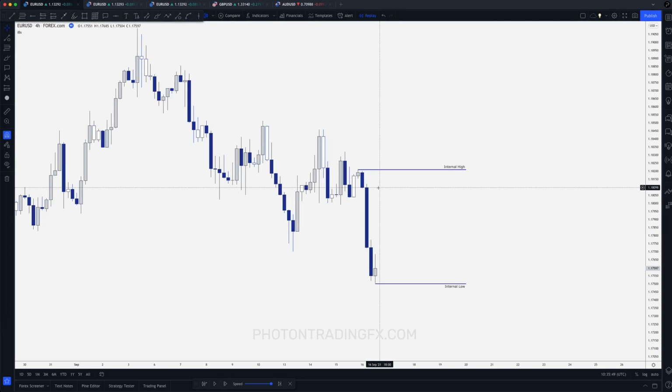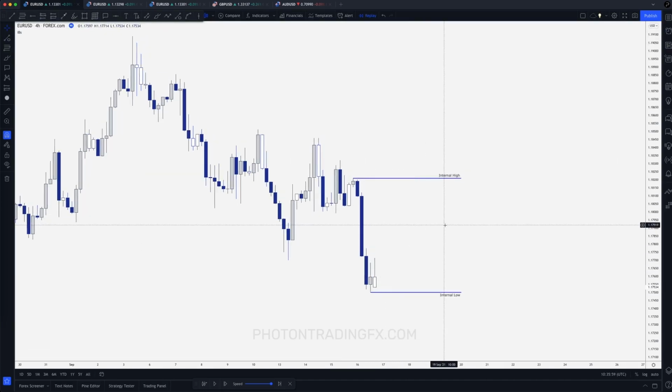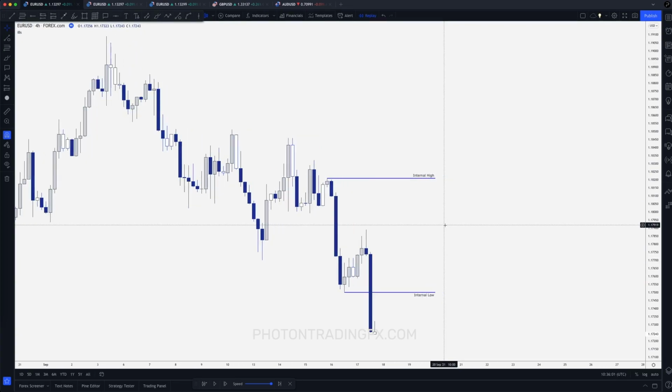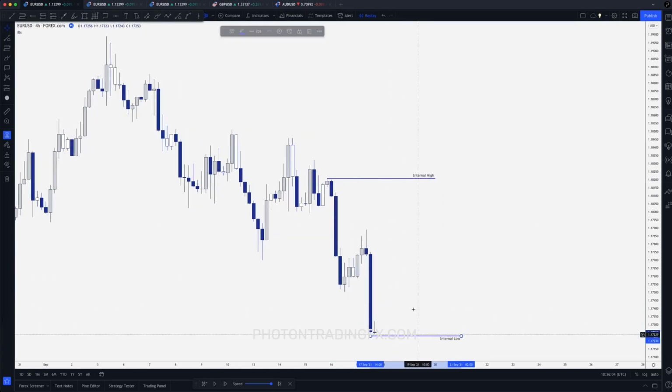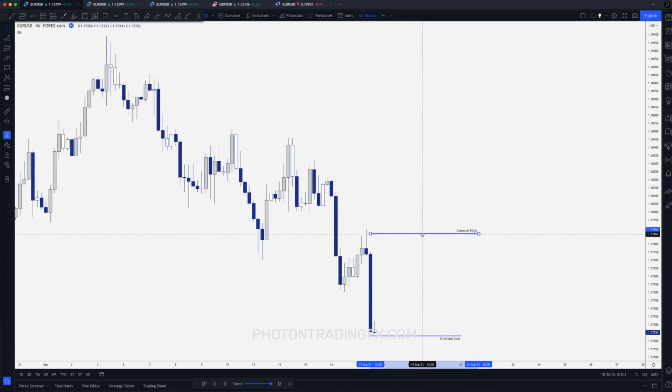Because remember, all I am interested in from a change of character perspective, or from an internal structure perspective, is this: we're bearish at the moment on the internal structure, but I'm waiting for it to switch bullish, if I was looking for that bullish change of character. So now, again, we make another lower low, and then that becomes our new range. So I'm going to leave that there.